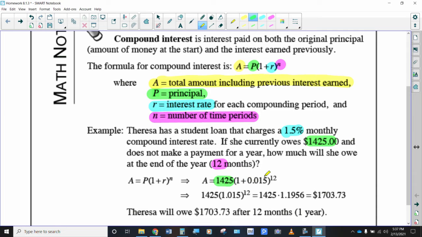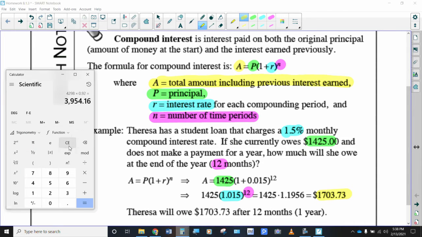So we're going to put all that in here. Here's the principal. Here is the interest rate. And remember, we're taking 100% of the principal plus the additional 1.5% to give us 1.015 for our multiplier. And then the number of times is 12. So you could take 1.015 times 1.015 times 1.015, and keep doing that 12 times, then take that answer and multiply it times 1425. This is going to be your new amount. Or you can use your scientific calculator.